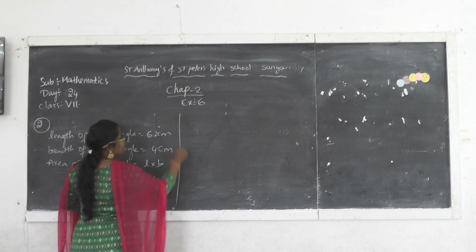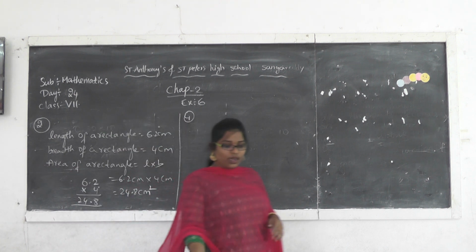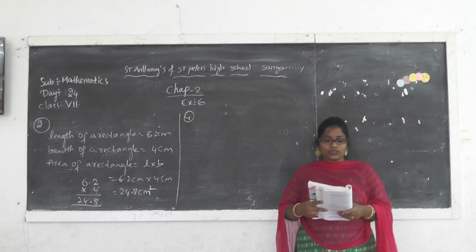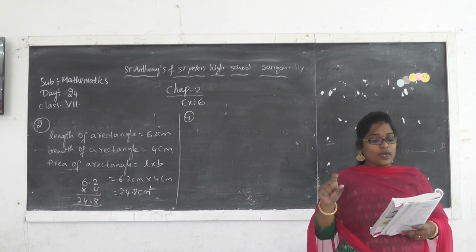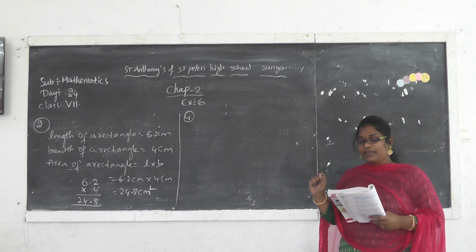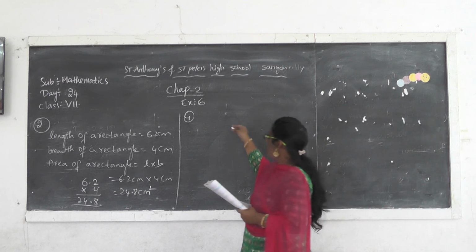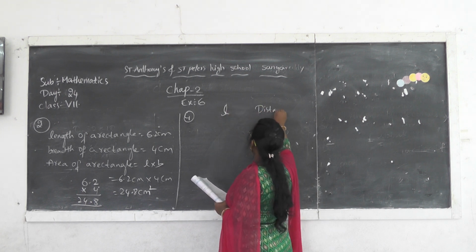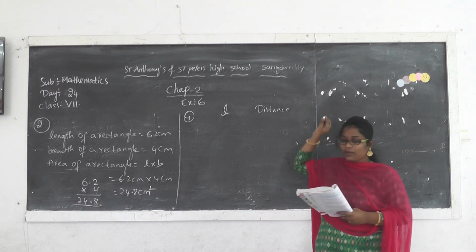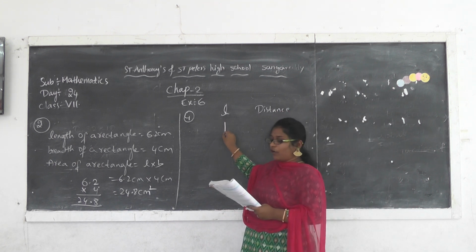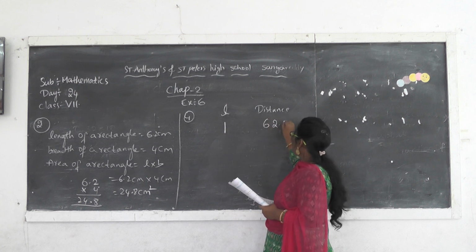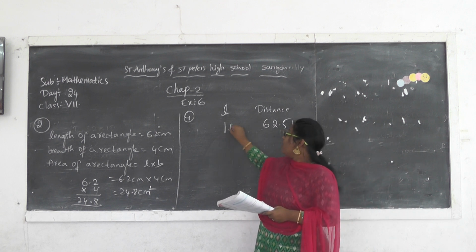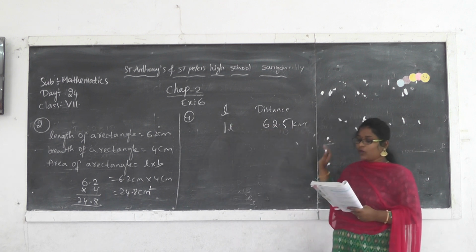Okay. Now let's solve the fourth question. This kind of problem is also solved in fractions. A motor bike covers a distance of 62.5 kilometers, consuming 1 liter of petrol. So, what are the two quantities given? Liter, and here distance. These are the two units given. By using 1 liter of petrol, the motorbike covers 62.5 kilometers.